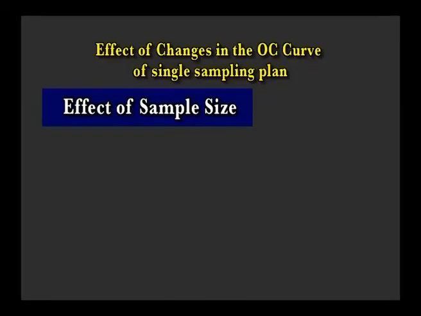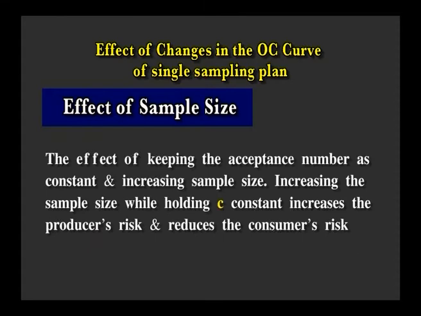Let us study the effect of changes of n and C separately on the OC curve of the single sampling plan. Effect of sample size: the effect of keeping the acceptance number constant and increasing the sample size. Increasing the sample size while holding C constant increases the producer's risk and reduces the consumer's risk.